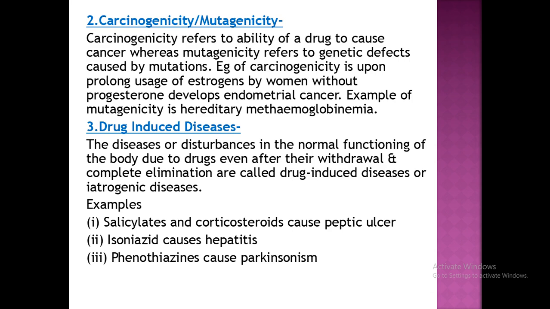Examples are salicylates and corticosteroids causing peptic ulcer. Then isoniazid causing hepatitis. Phenothiazine, which is an antipsychotic, causing Parkinsonism. In Parkinsonism, we can observe slow movements, stiffness of the muscles, tremors, postural instability. There won't be balance while walking and standing.